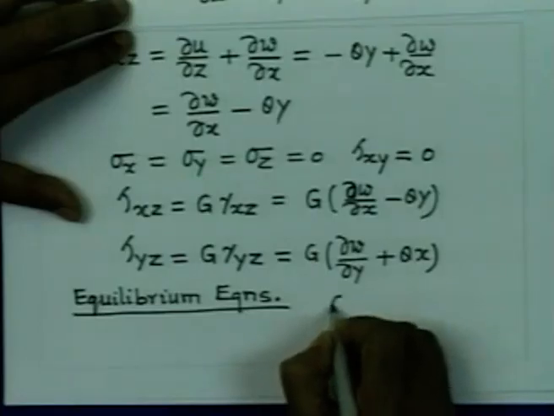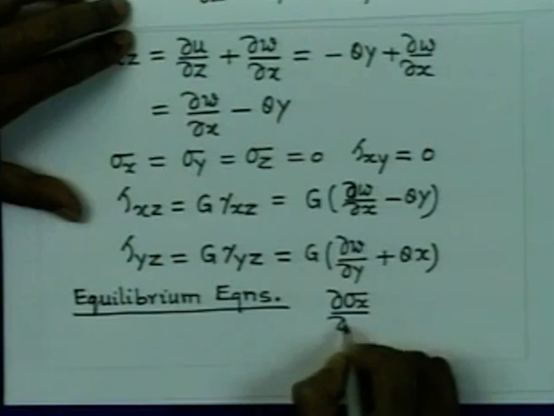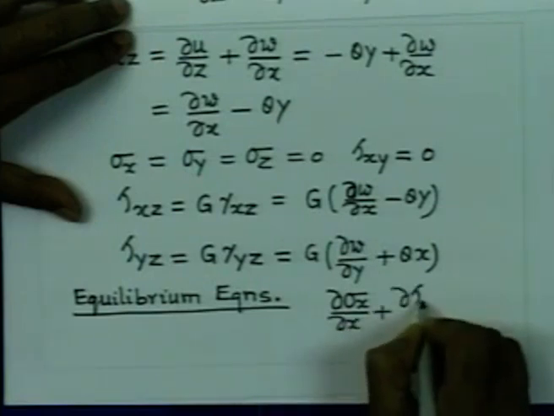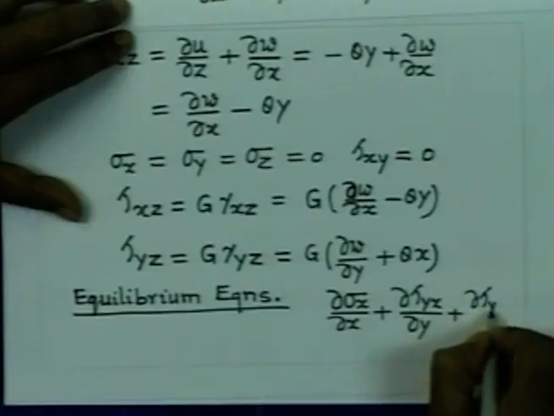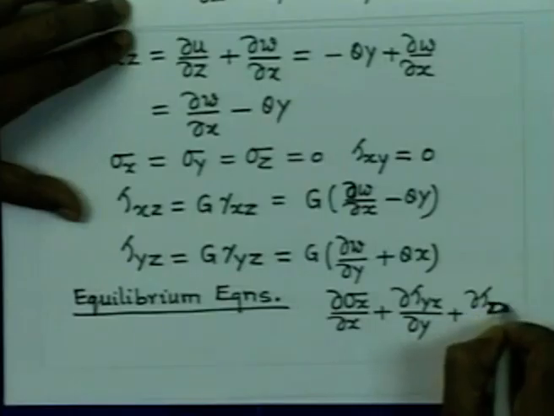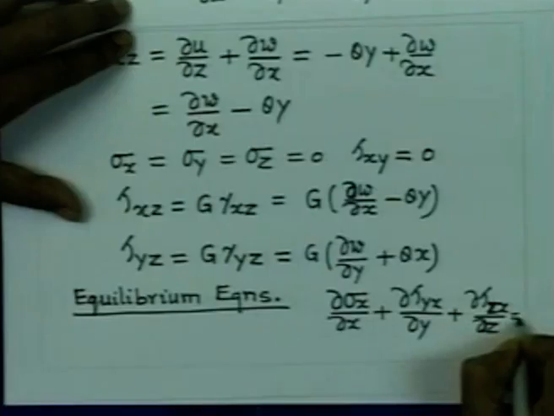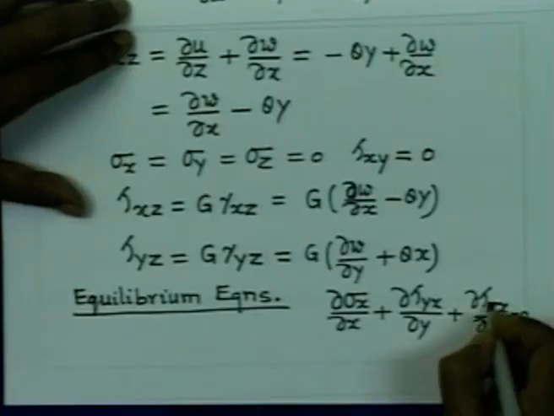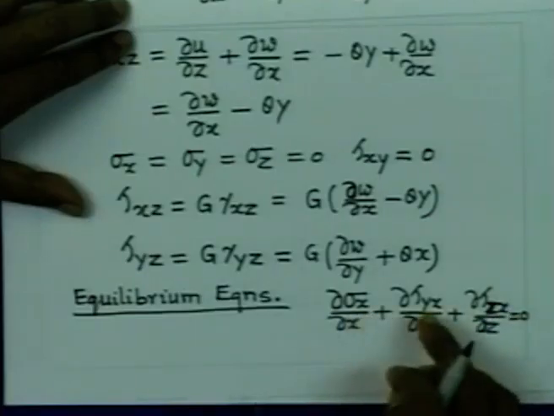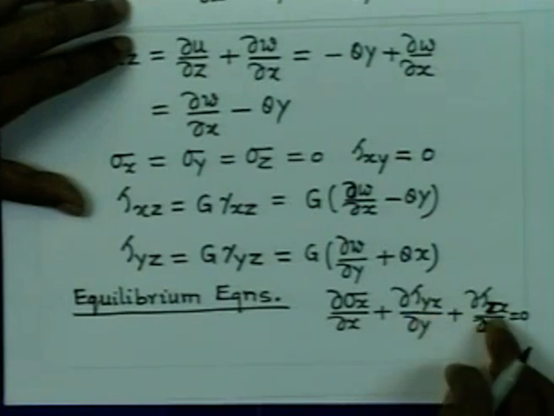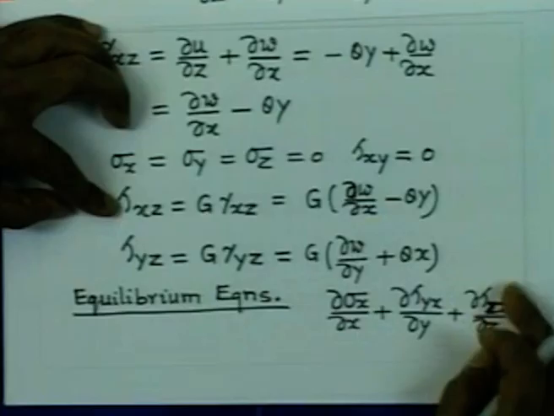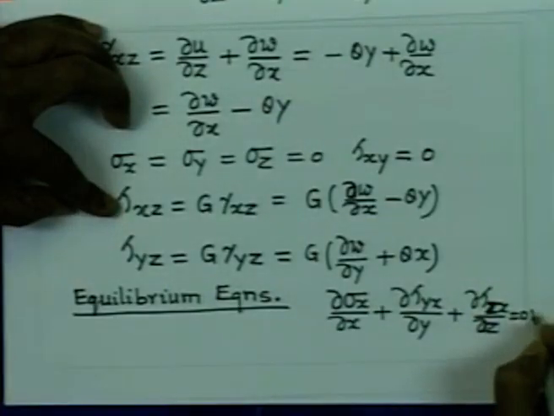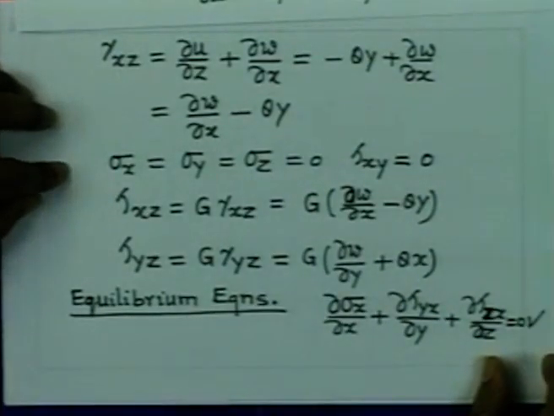The equations are delta sigma x by delta x, delta tau yx by delta y, delta tau zx by delta z equal to 0. Now, note that sigma x is 0, tau yx is 0, and tau zx, which is shown there, is not dependent on z. So, therefore, that derivative is also 0. So, therefore, this equation is identically satisfied. Whatever the value of the stresses, it is going to satisfy this equation. So, the first equation is going to be satisfied.